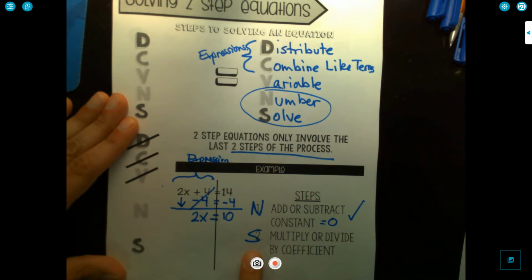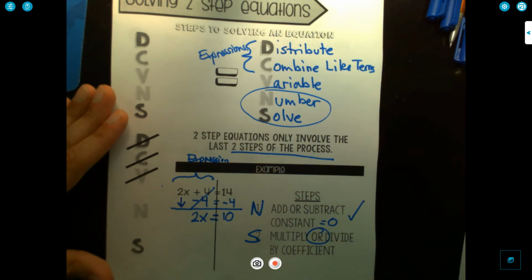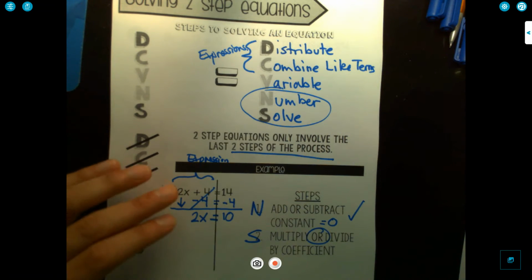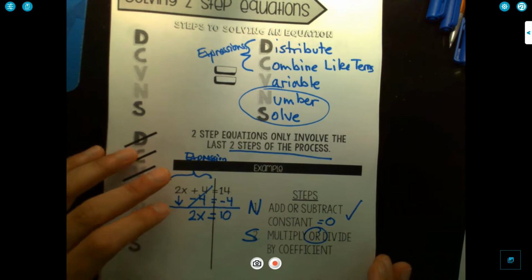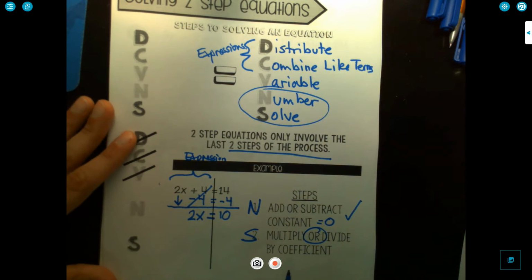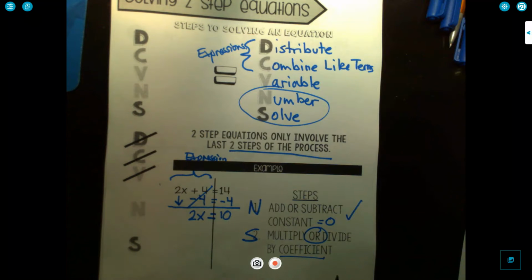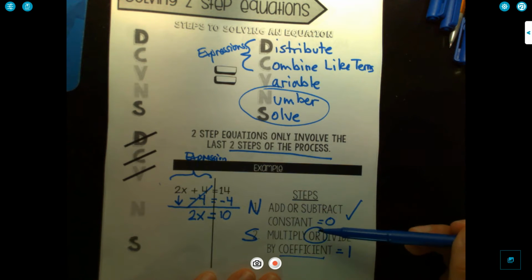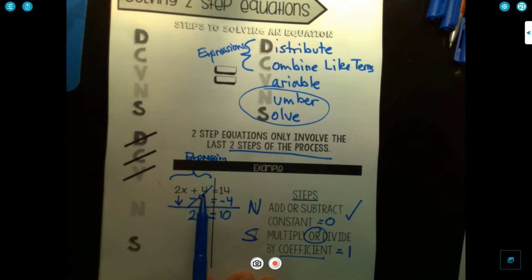So the second step is to multiply or divide by the coefficient. So you multiply or divide, whichever the inverse operation is. Our coefficient is a 2. So remember, whenever we multiply or divide, our goal is to get it equal to 1. Whenever we're adding or subtracting, our goal is to get it equal to 0, kind of like what we did with this 4 minus 4. 4 minus 4 equals 0.